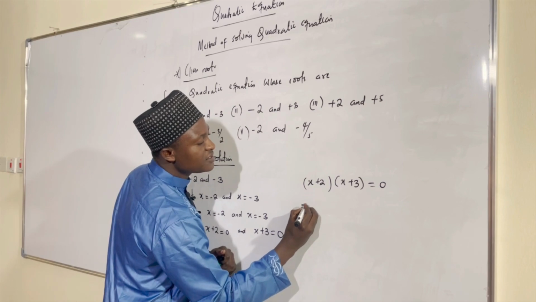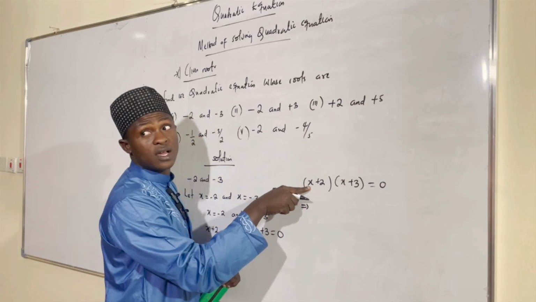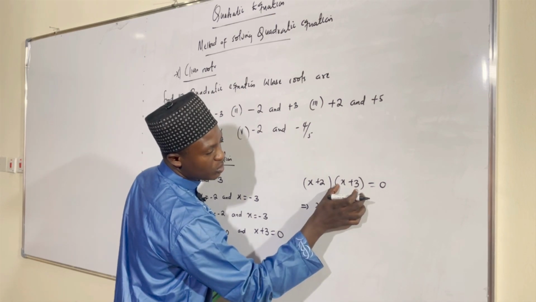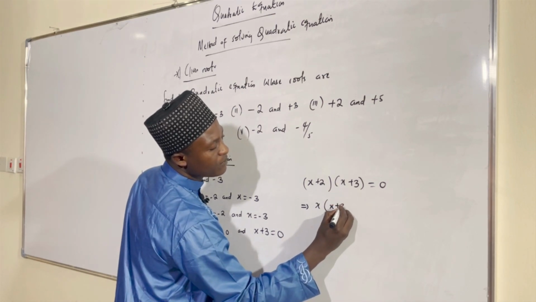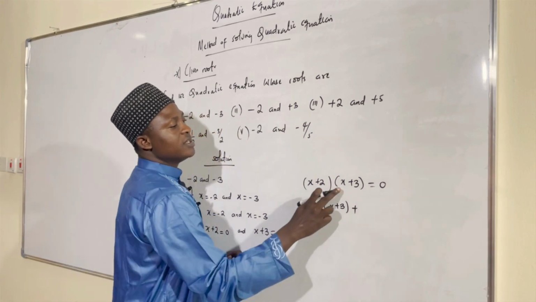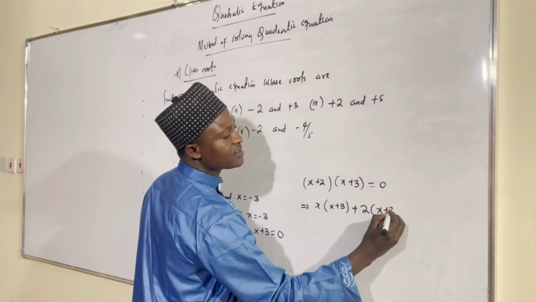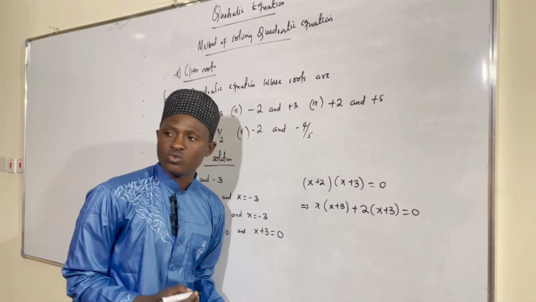That is, I can say this is the same thing as, you can see the first one we have here is x. That is x bracket of what we have here, which is x plus 3, plus the second one we have here is 2. That is 2 bracket of x plus 3. Everything is equal to 0.